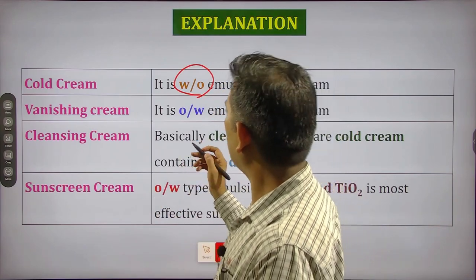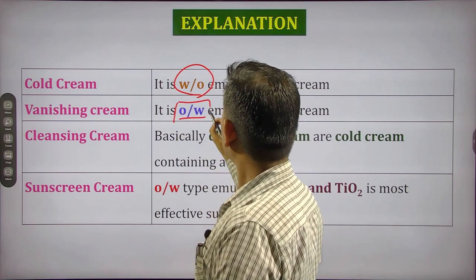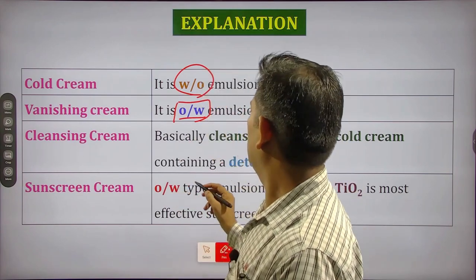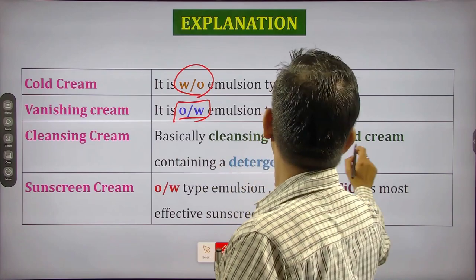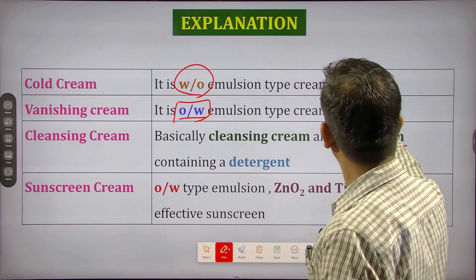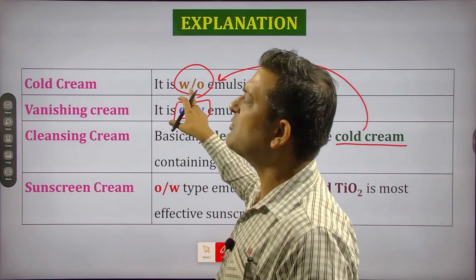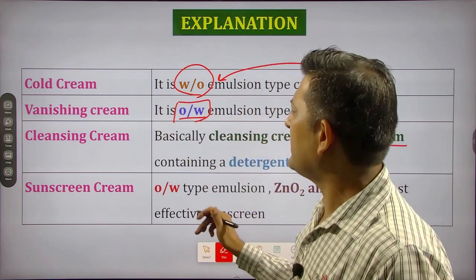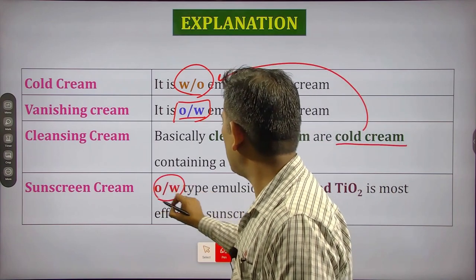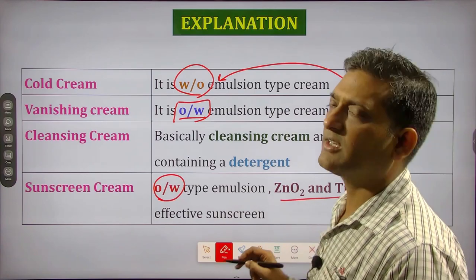But in vanishing cream also, it is O by W type, oil in water. But cleansing creams and cold creams, as we discussed earlier, cold cream is nothing but the W by O type of emulsion. So whenever we talk about sunscreen creams, they are O by W type emulsions. Zinc oxide and titanium dioxide are the most effective sunscreen preparations.